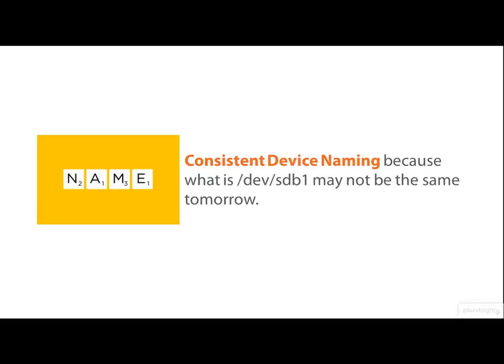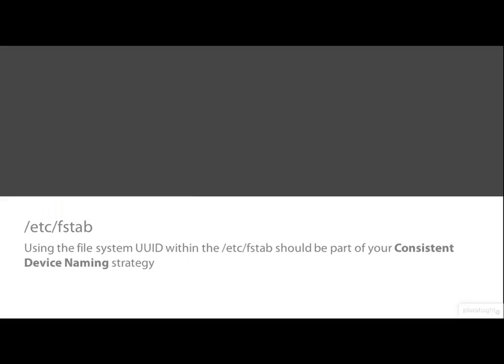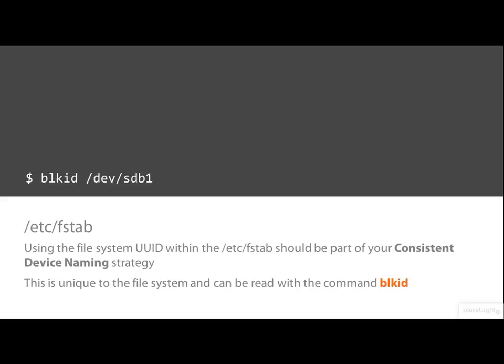We can use labels if our file systems have labels, but more easily we can use the UUID. Within our fstab, referring to the UUID should be part of our consistent device naming strategy. To be able to extract the UUID from a file system, we can use the command blkid. So we could use blkid against sdb1, and we would get the UUID, we'd have the label, we'd have the file system type.